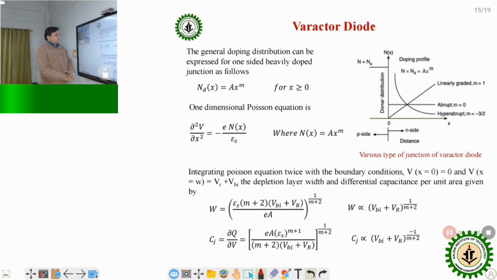So here we consider three types of doping profile: linearly graded, where m is equal to 1, abrupt, m is equal to 0, and hyperabrupt, m less than 0. The particular value we consider is m is equal to minus 3 by 2. In this case, the general doping distribution for a one-sided heavily doped junction can be expressed as follows.